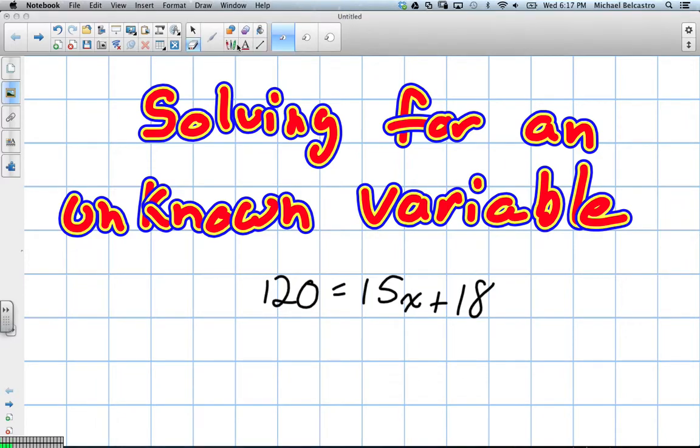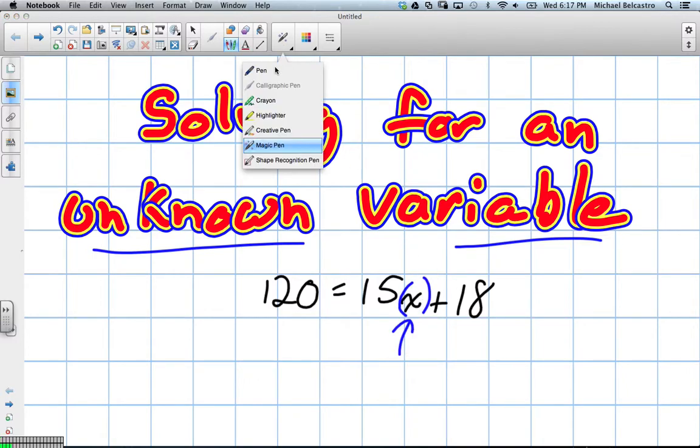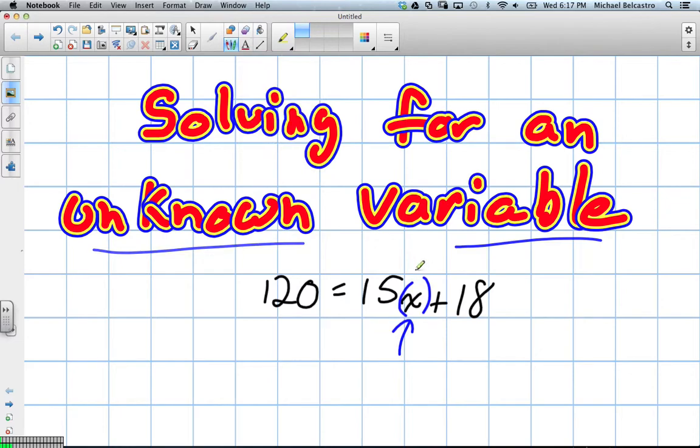Okay, so we're working on solving for an unknown variable. And in this case, the unknown variable is x. So the goal is to get x all by itself on one side of the equation, right? We need to get x by itself.